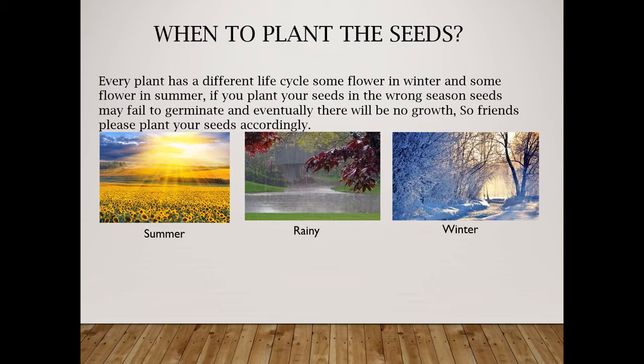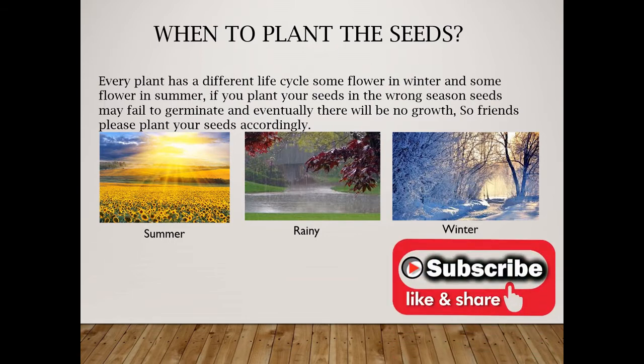Life cycle of plants. There are three types of life cycle of plant: annuals, biennials and perennials. Now we are going to see one by one each of them and understand it in a better way.